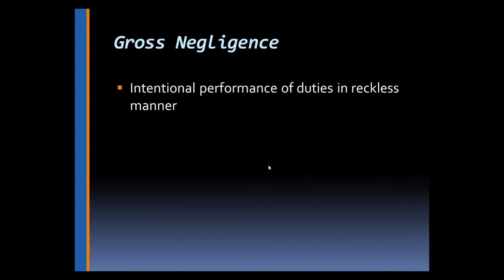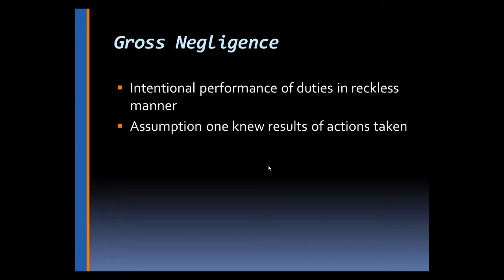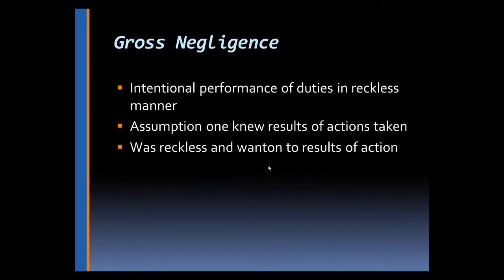Gross negligence, on the other hand, is intentional. So this is different from negligence. In negligence, there's no intent. In gross negligence, there is an intent to perform their duties in a reckless manner. And again, the individual assumes they know the results of the actions that they took and what was going to happen because they were wanton in the way they acted.